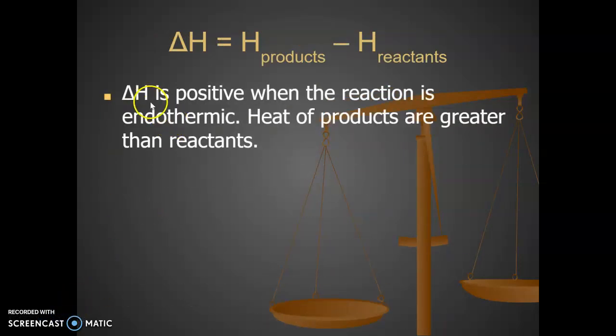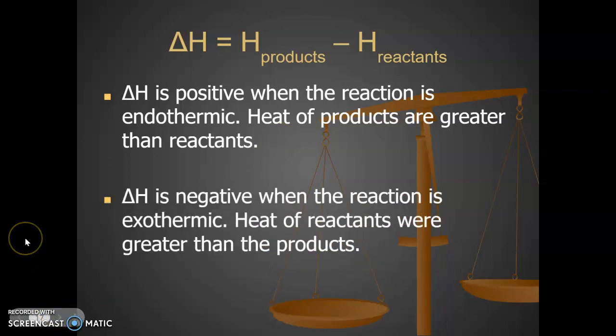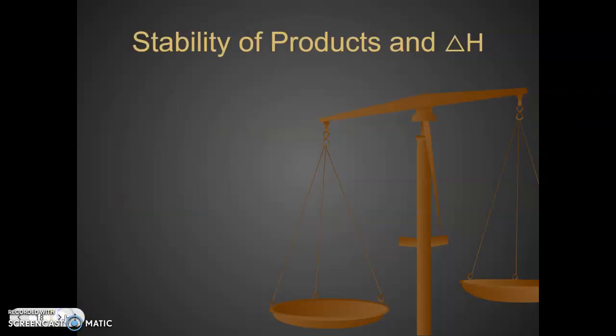So if the delta H is positive, then the reaction is endothermic. So the heat of the products are going to be greater than the reactants. And then if delta H is negative, that means the reaction is exothermic and the heat of the reactants are greater than the products. Okay, so if it's positive, so if the difference is positive, that's endothermic, heat was given to the system. Delta H is negative, exothermic, heat was released.